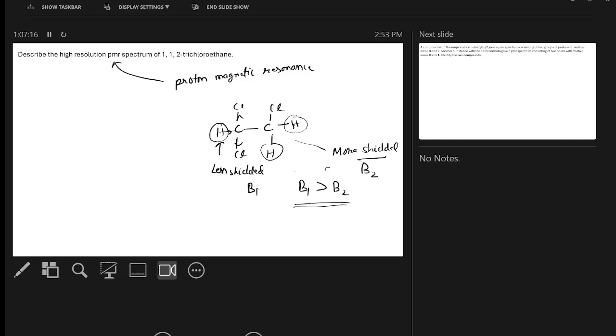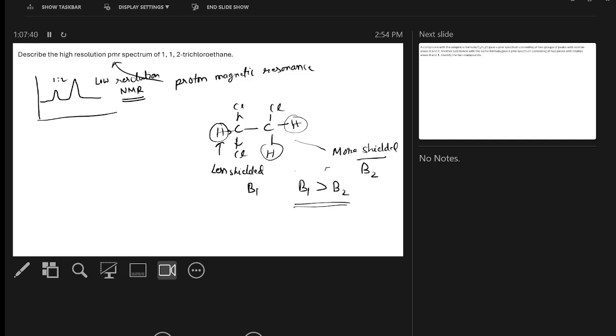So if you try to draw the PMR spectrum, we will get something. One line here and the 2 lines here. The intensity will be 1 is to 2. This is your low resolution NMR. So in low resolution NMR, you will not see the finer structures.